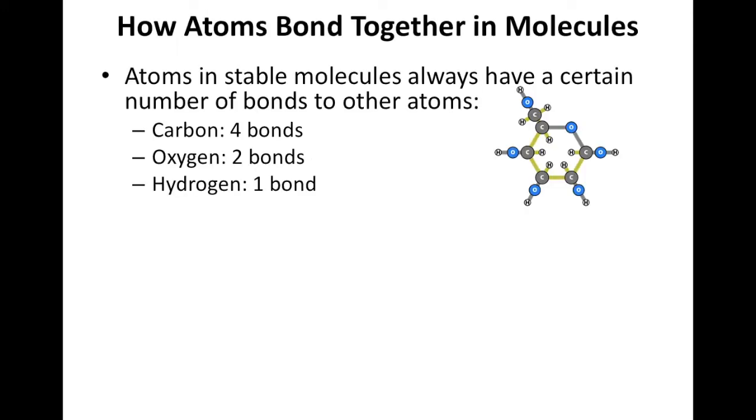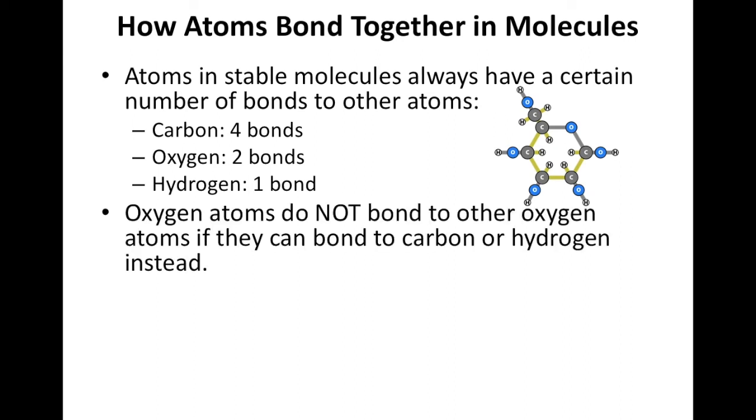Okay, so how are atoms bonded together? You can think of this as a review from the previous unit, but we always know that there's a certain number of bonds that we can give to certain elements. So carbon can only have 4, oxygen can only have 2, hydrogen can only have 1.